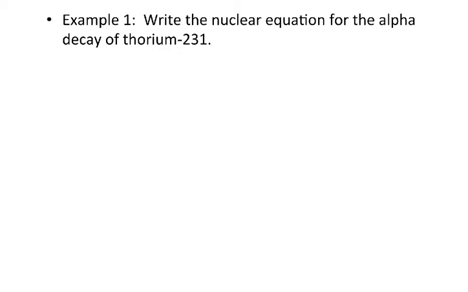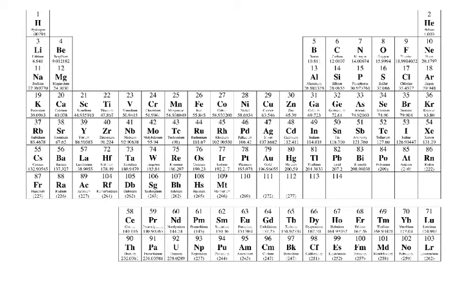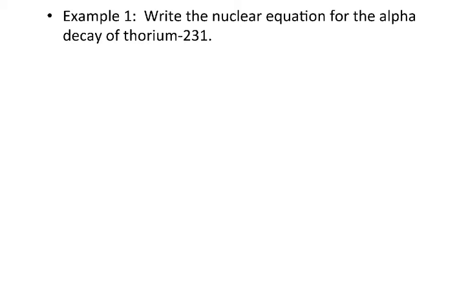Okay, so in our first example, we want to write the nuclear equation for the alpha decay of thorium-231. One of the first things that we need to do is go to our periodic table and see what the atomic number is for thorium. They give us the mass number. The mass number is 231. And I find thorium down here, so the atomic number is 90. So if we go back, I can write the nuclear symbol for thorium: 90, and they told me the particular isotope we're dealing with is 231.